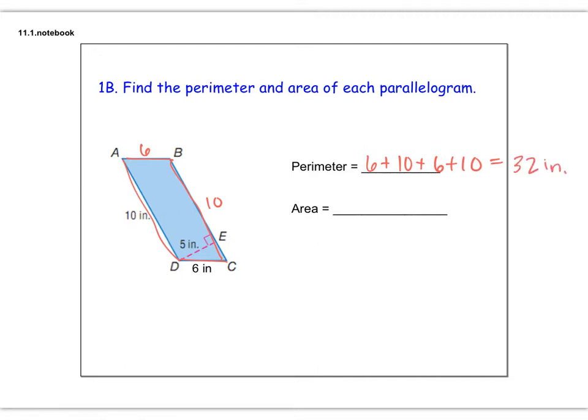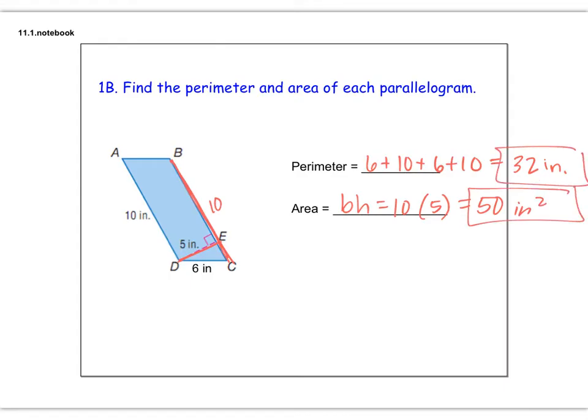And now we're going to find the area. Now this is a little confusing. You have to think about what's the base and what's the height. I like to think of this as the base, and it is 10, and then 5 is the height. So it's going to be base times height, or 10 times 5. That is 50 inches squared. Cool.